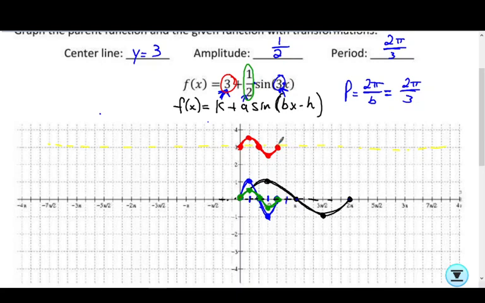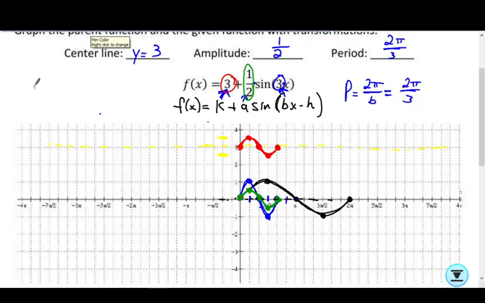And again, double check. Am I on my center line? Yes. My amplitude is 1/2, which represents how far from my center line my function will be seen. So 1/2 up and 1/2 down. Is that where my maximums and minimums are? Yep. It hasn't been moved left or right, and it's been compressed to a length of 2 pi over 3. So everything works out. The other way is to pick a point.